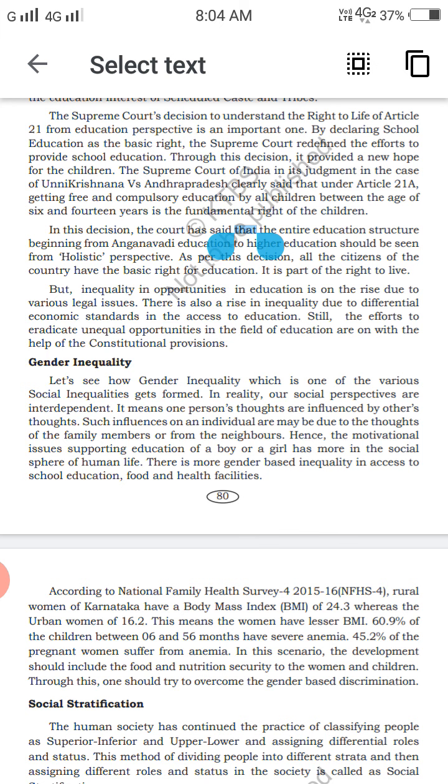For example, I will give one example. Who has more money? Who are the rich people? They prefer good education or higher education. They may go abroad, but those whose economic condition is not good prepare for ordinary institutions. So we can see the differentiation between the private and government sectors.